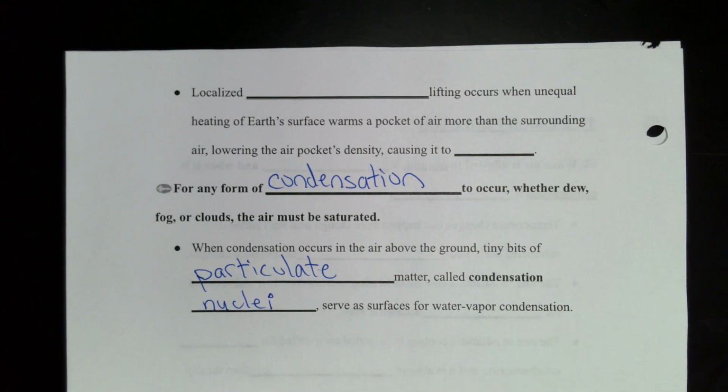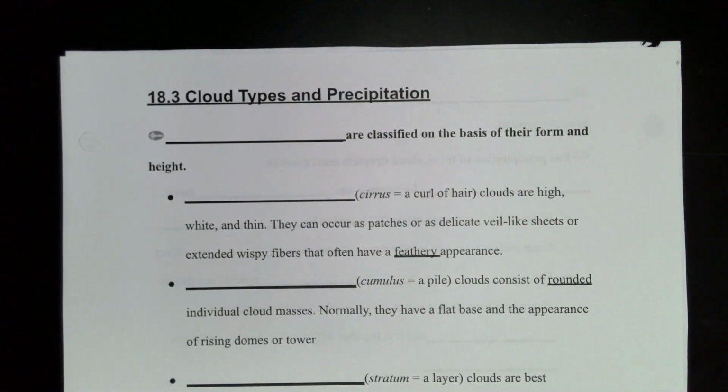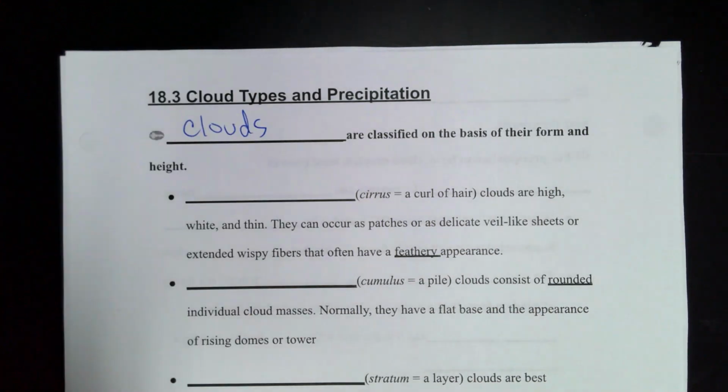Alright, so you should have already read the next section. We're going to just dive in here. Section 18.3, Cloud Types and Precipitation. So we classify clouds a few ways: their form and their height. We are just going to focus on the three main big categories of clouds.